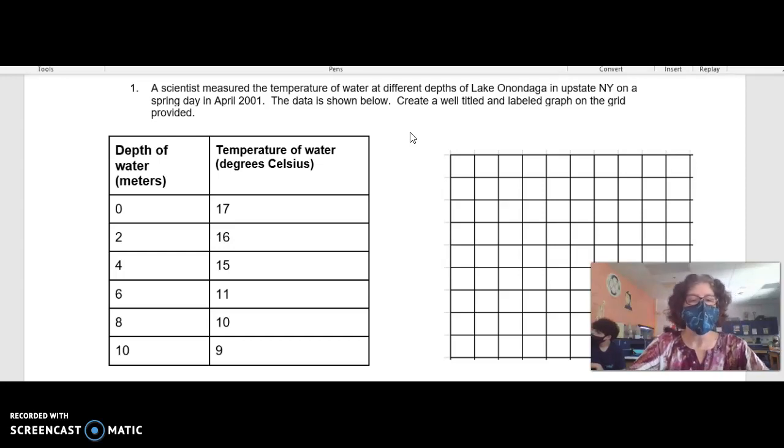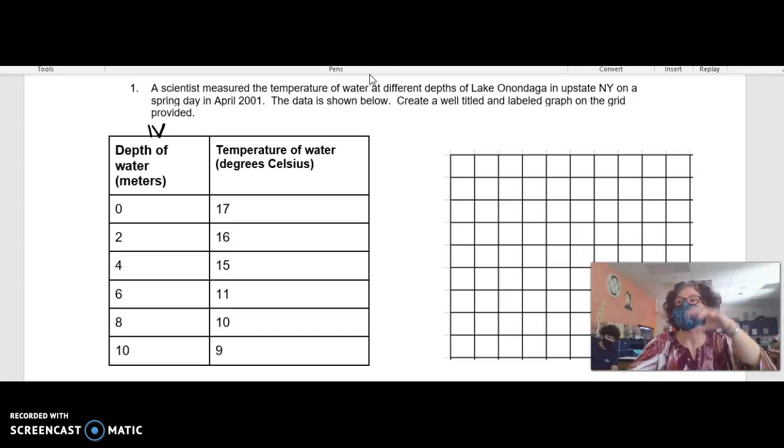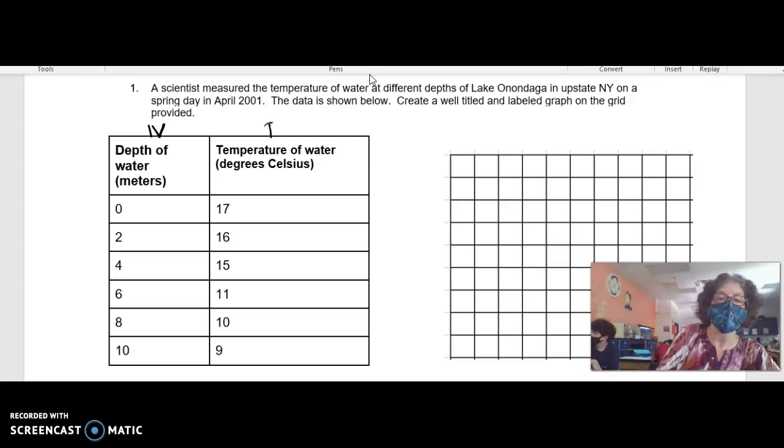All right, so the scientist was on the lake and she had some string and she lowered a thermometer into the water and measured the temperature as it got deeper and deeper and deeper. That's what she did, okay? So what would be my IV? What do you think? I think it would be depth, right? Because that's what she was manipulating. The IV is generally going to be the left side of the table, usually. In this case, it was the depth at which she measured the temperatures. And then the temperature was dependent, right? Dependent on how deep the thermometer was in the water.